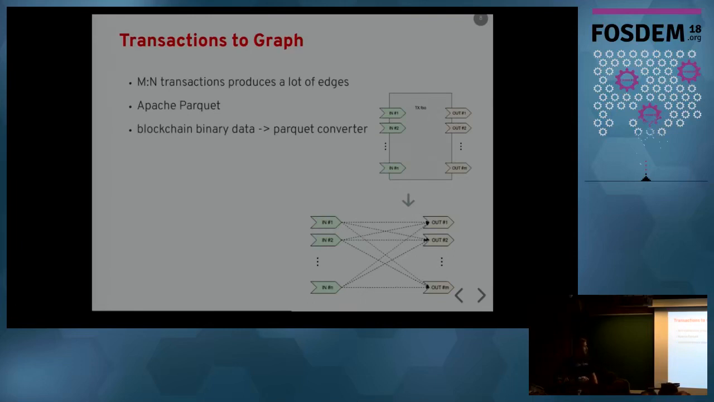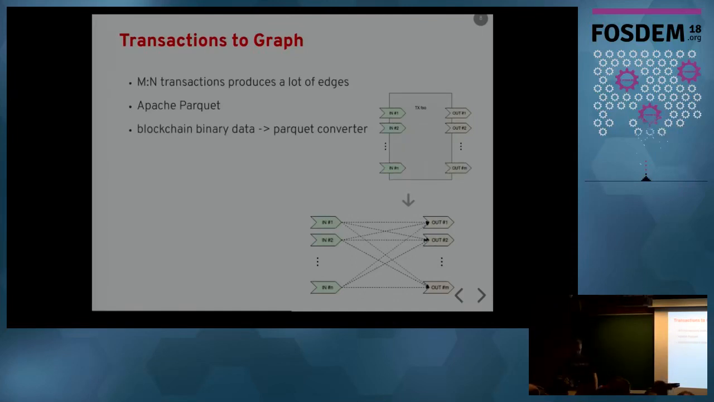So I use Apache Parquet as a format because it's suitable for Spark. Spark can open those Parquet files. It supports partitioning, so I can put different pieces of data on different nodes. It also has a schema, and it's columnar, so it's suitable for this NoSQL or distributed processing.